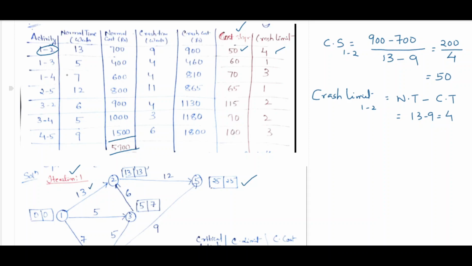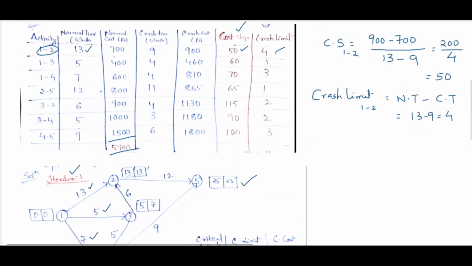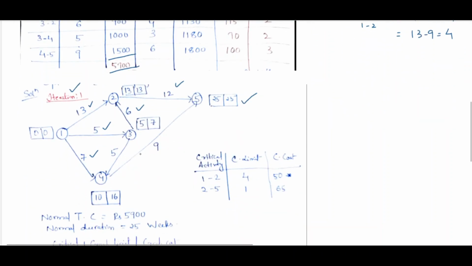For 1-2 it is 13, and for 1-3 it is 5. For activity 1-4 it is 7. In the question also you can see that 1-4 is 7. Then similarly for 2-5 it is 12, 3-2 it is 6, 3-4 it is 5, and for 4-5 it is 9.